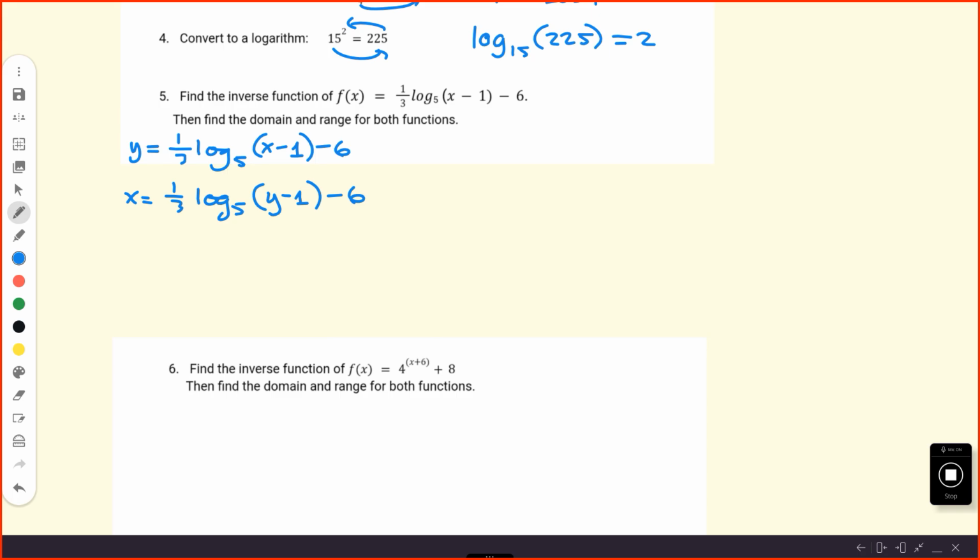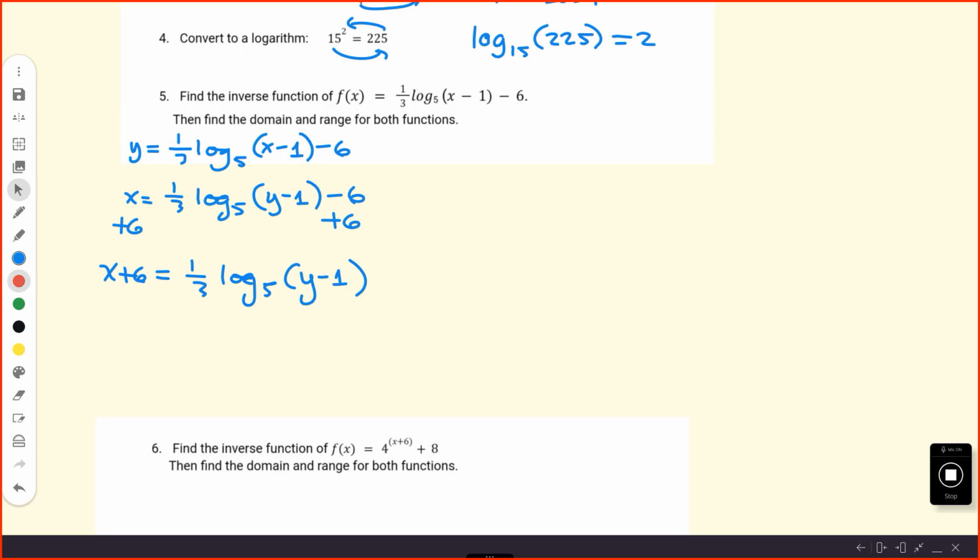Now I'm not writing the domain and range yet because you're given the log function. It's easier if we start with the exponential. So once we have the exponential function, we're going to write domain and range and just switch that for the domain and range of the log. Okay? All right. So again, what's the next step? Add 6. So that's x plus 6 equals 1/3 log base 5 of (y minus 1). And then times by 3.